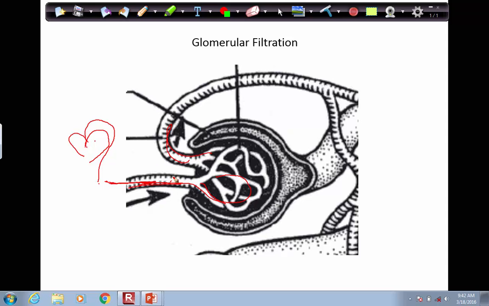It's really important to note the diameters of the afferent and efferent arterioles. The diameter of the afferent arteriole is much larger than that of the efferent arteriole. This is important because it means that more blood is getting pumped into this knot of capillaries, the glomerulus, than can leave at any given time.